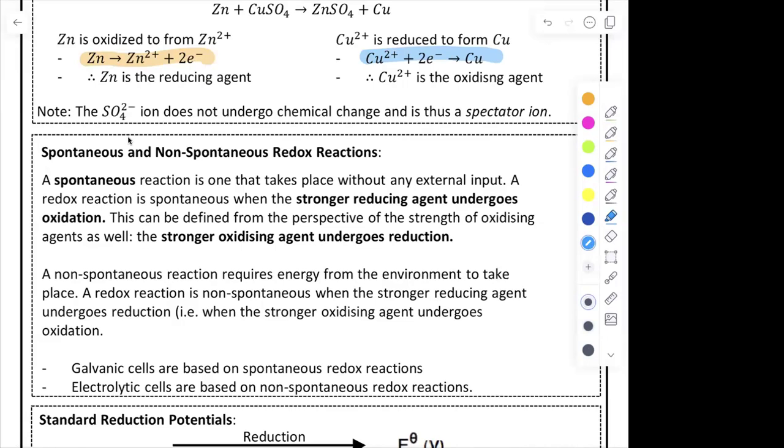A redox reaction is non-spontaneous when the stronger reducing agent undergoes reduction, i.e. when the stronger oxidizing agent undergoes oxidation, right? So when the one that really wants to undergo oxidation undergoes reduction instead, or the one that really wants to go through reduction goes through oxidation instead. So it's a bit of an unnatural process for each of those things, which means it usually will then require energy for me to make something happen that wasn't naturally going to happen spontaneously all by itself.